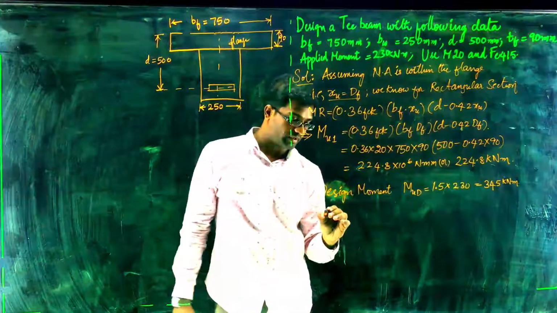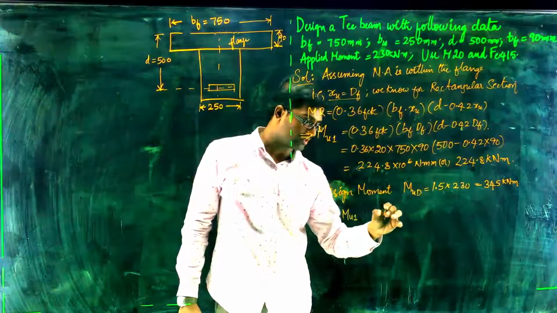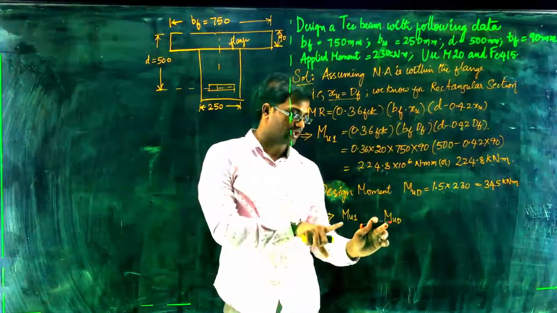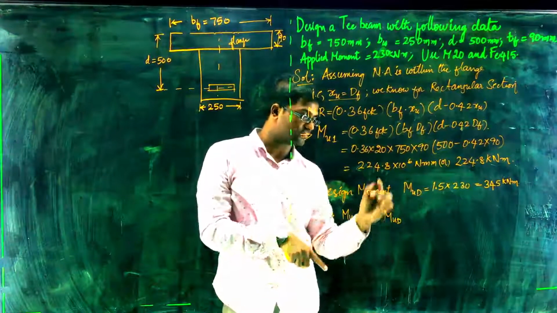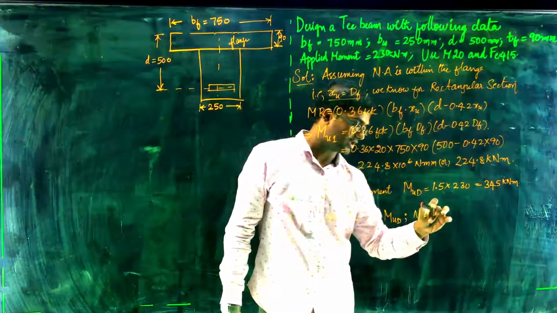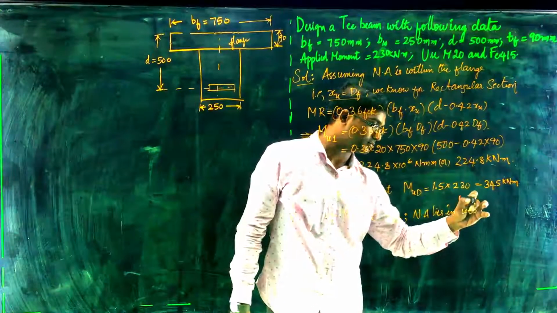Now if you compare MU1 with MUD, MUD is more than MU1, so the neutral axis is shifted. Where does the neutral axis lie?